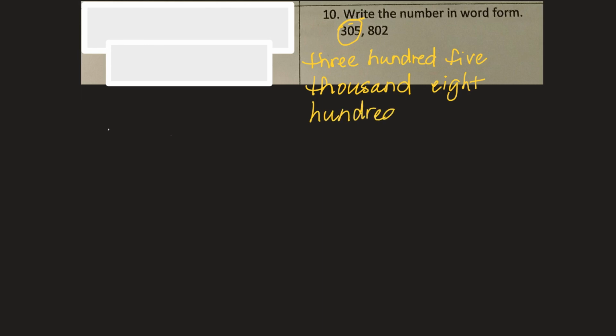Okay, number 10 says write the number in word form. So I'm just going to look at my place value. I see that I'm starting in the 100,000s, but I know when I pass 1,000 that I read the whole part of that decade before I say the name of the decade. So I'm going to write 300, 5, and then the name of the decade is 1,000. 800, 2.